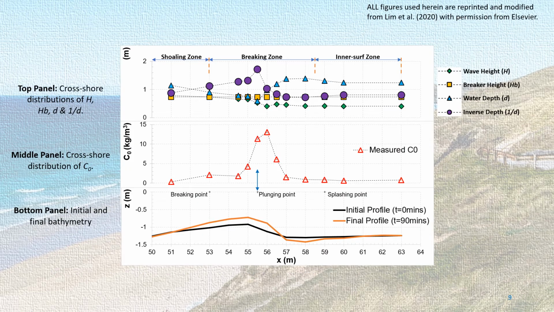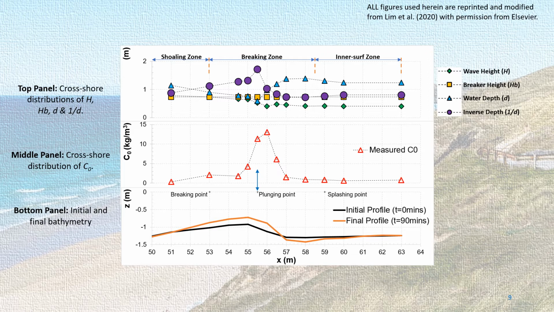Here this figure elaborates on the key relationship between the inverse water depth and C0. The bottom plot and middle plots are similar to those seen in previous slides, showing the bottom profile evolution and cross-shore distribution of measured concentration respectively. The top panel shows cross-shore distributions of the wave height, breaker height, water depth, and the inverse water depth.